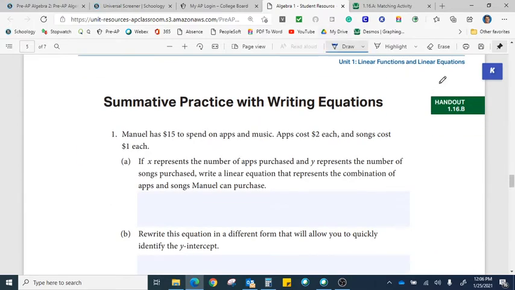Okay, so now we have to read, and this just says summative practice with writing equations. Summative is a test, it's a big test. So we're getting close to the end of the unit test, the full big test. I read everything carefully.